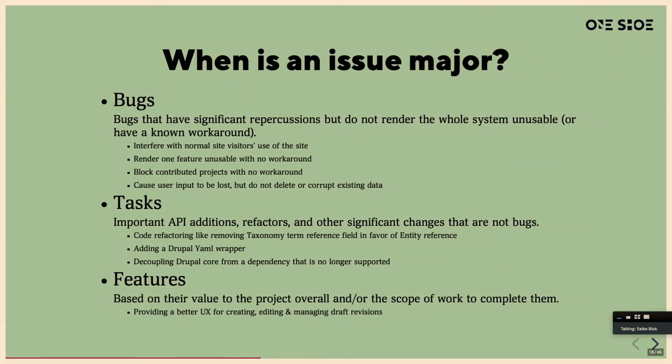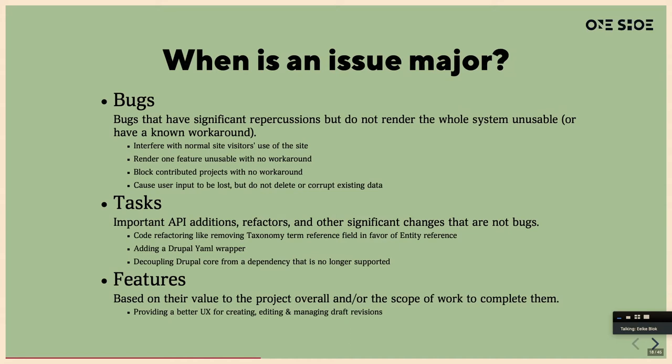When is an issue major? Bugs might be major when they have significant repercussions but do not render the whole system unusable, or when they have a known workaround. For example, they could interfere with normal site visitors' use of the site. They might render one feature unusable with no workaround as opposed to the entire site. They might be blocking contributed projects without a workaround. Or when user input is caused to be lost, but not actually corrupting existing data.